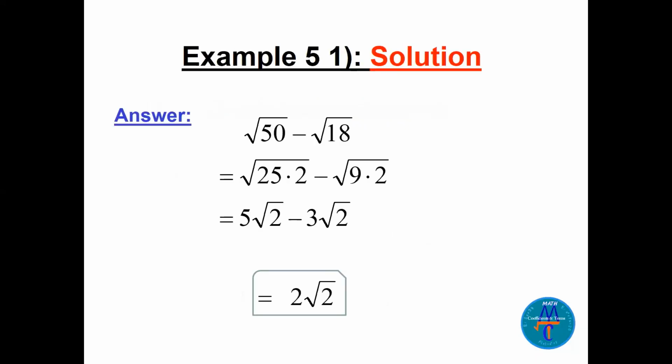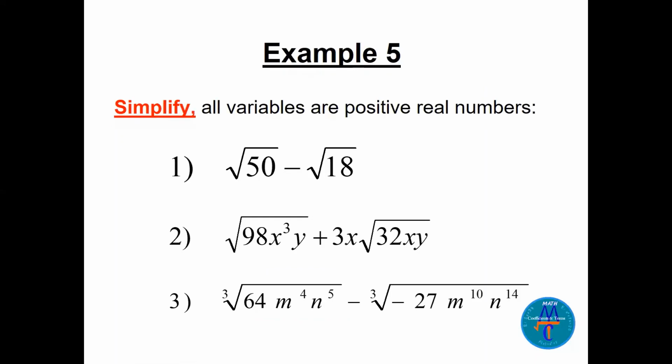Let me show you the first one. Square root of 50, I can write as 25 times 2. Square root of 18, I will write as 9 times 2. This will be 5 out, since square root of 25 is 5, square root of 2, minus 3 out from the 9, square root of 2. See, this is the same radical, same radicand, same index. 5 minus 3, the answer is 2 square root of 2. Nice question here.